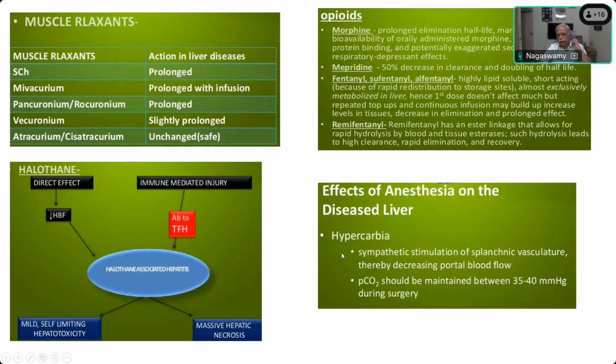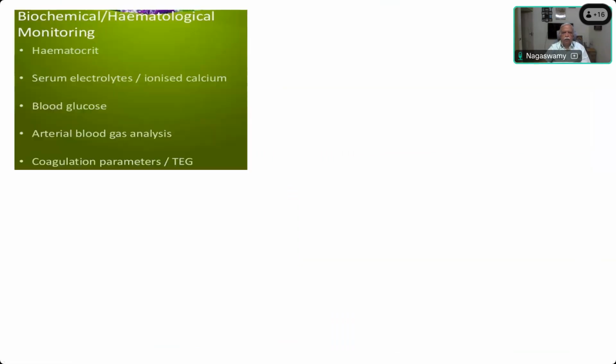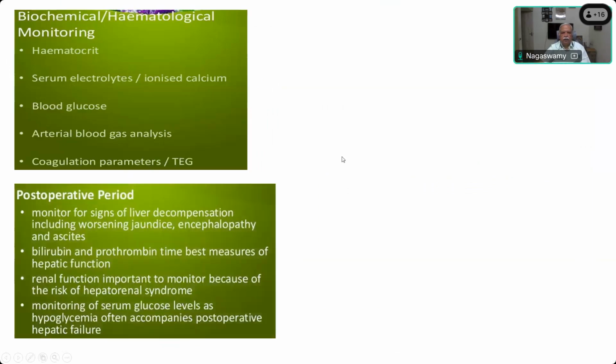And the effect of anesthesia on the diseased liver: hypercarbia will cause sympathetic stimulation, splanchnic vasodilation, and thereby decrease portal blood flow. PCO2 should be maintained between 35 to 40. Neither hypercarbia nor hypocarbia should be caused. Biochemical and hematological monitoring: we have to do the hematocrit, serum electrolytes, blood glucose, ABG, and coagulation parameters.